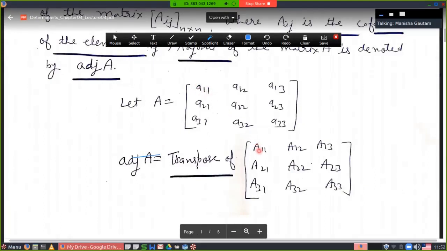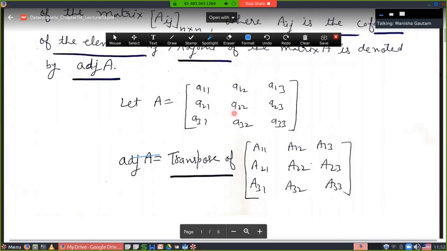As I already told you about cofactors of the elements in the previous lecture, you can calculate the cofactor of a11 by deleting the first row and first column. You will get a new 2 by 2 matrix, calculate its determinant and multiply by its sign. You will get the cofactor of a11. The same process will be applied for all the given elements. Then you will get the cofactors. Now replace each and every element by its cofactor.